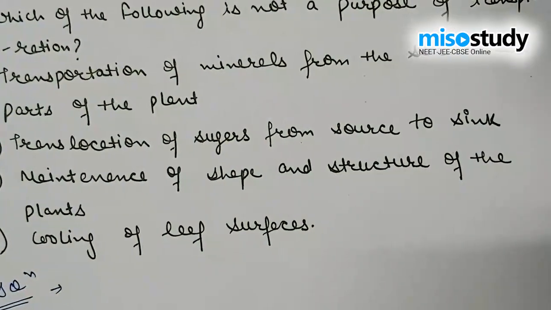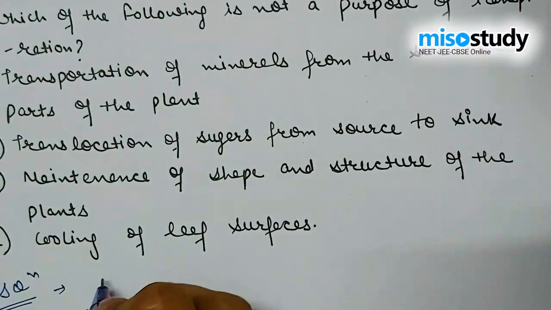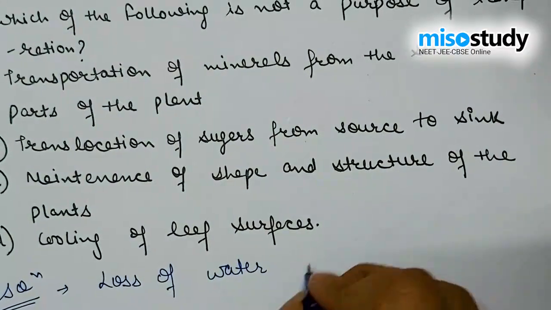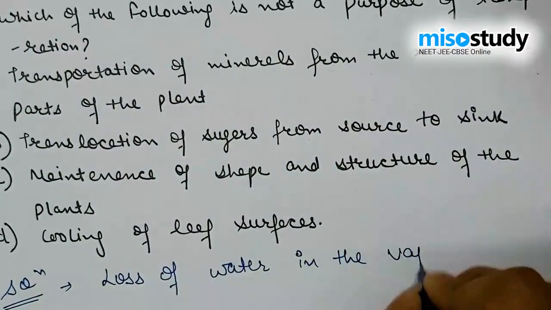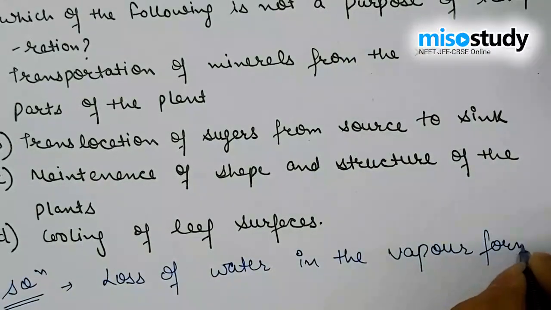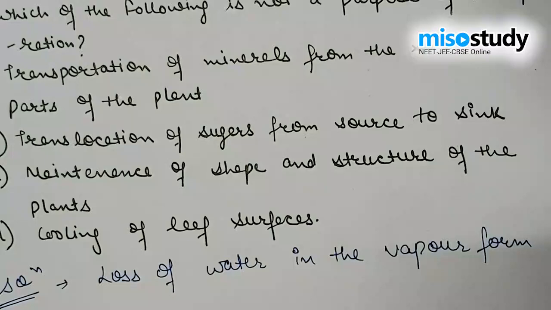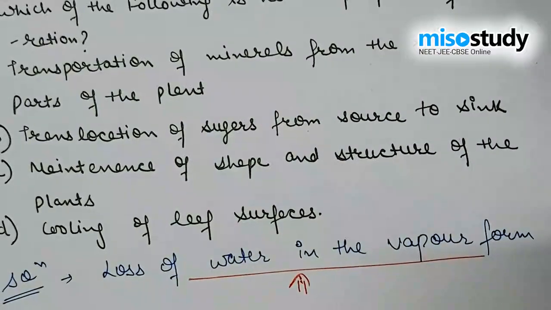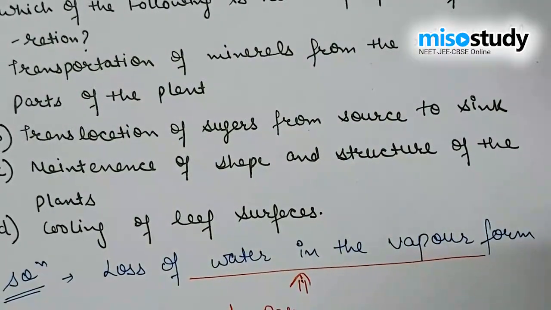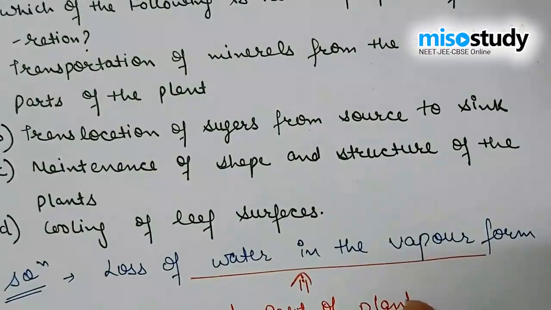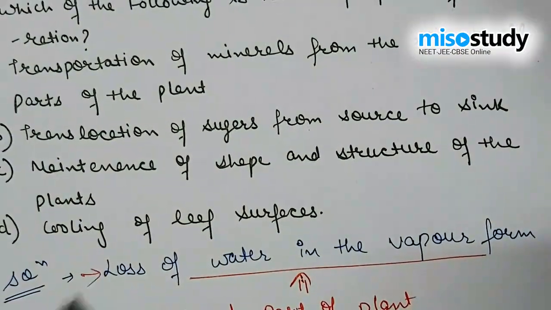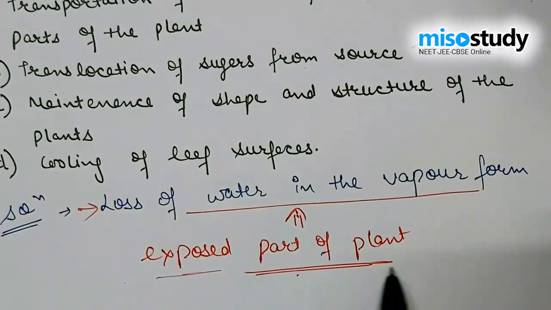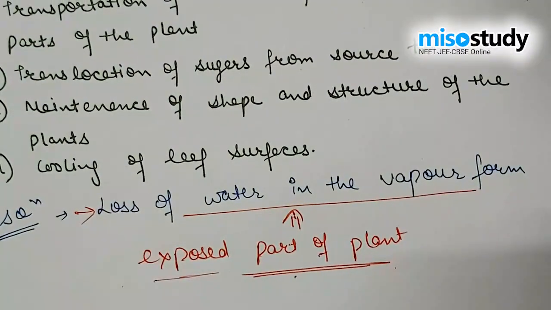Before discussing in detail, first of all we discuss what transpiration is. Transpiration is a process of loss of water in vapor form by the exposed parts of plants. What is transpiration? Transpiration is the loss of water in vapor form by the exposed part of the plant, and the process is known as transpiration.